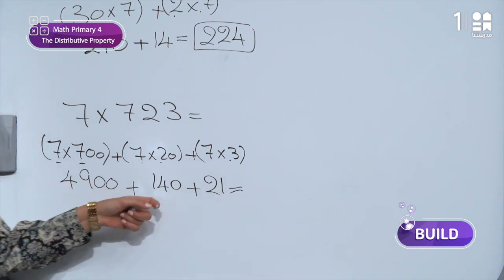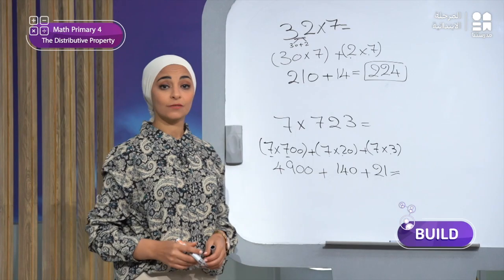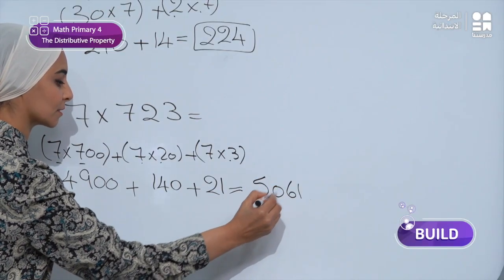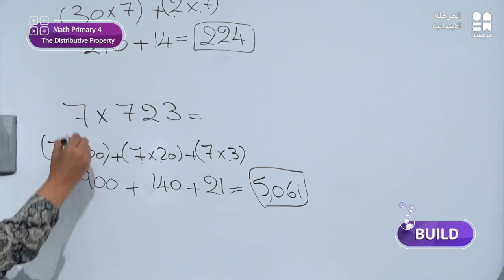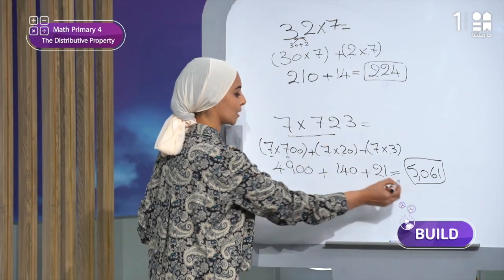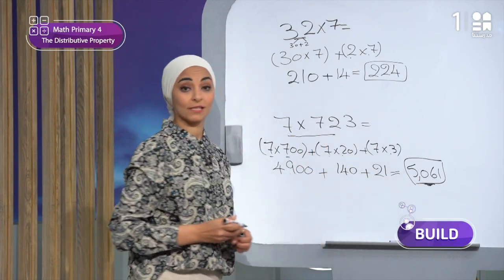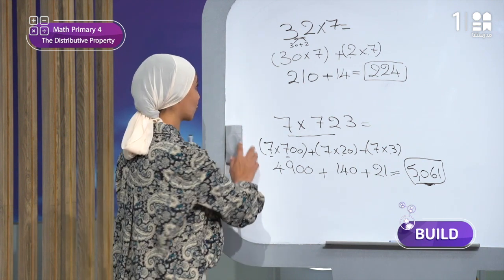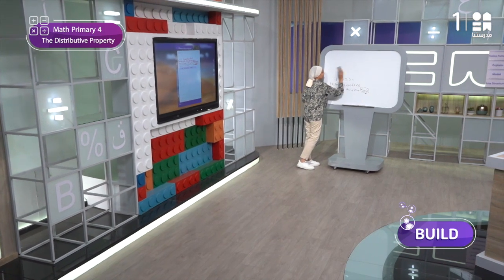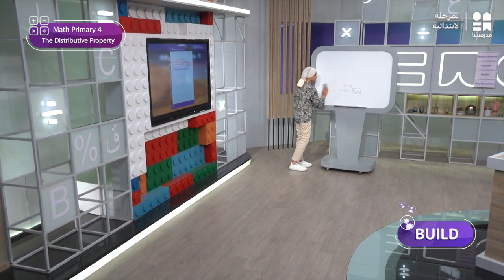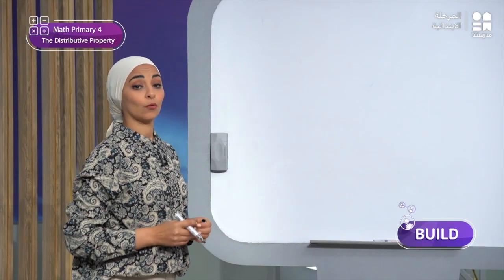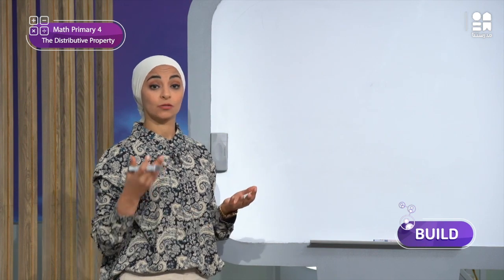When I add these three numbers, my answer is 5061, and this is my answer. It means that 7 times 723 equals 5061. Now in problem number 4, let's write problem number 4 all together. Let's see problem number 4. Okay, and now in problem number 4, I will multiply 1673 times 8.